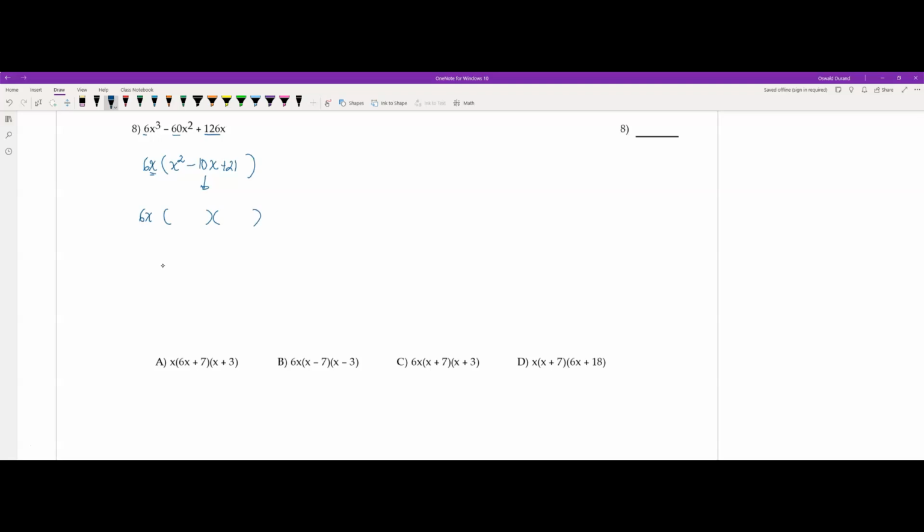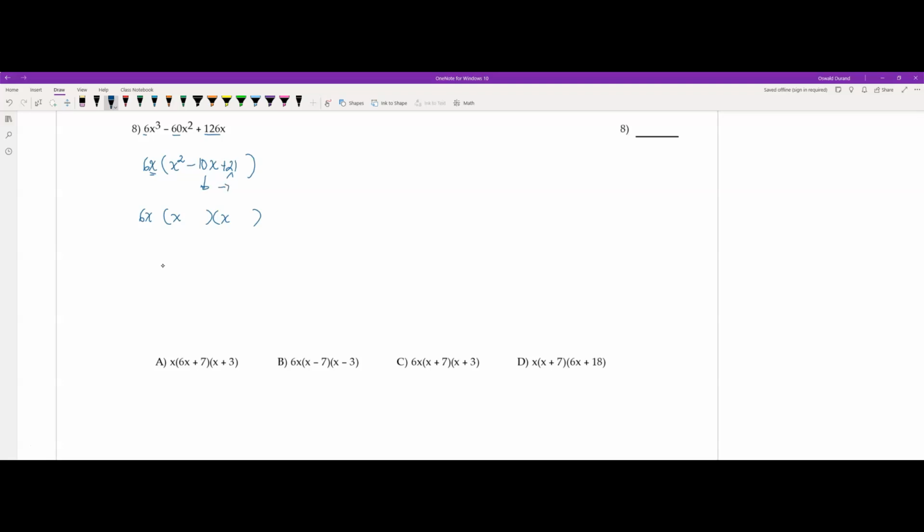And then I have, for x squared, I should get x times x, right? Possible factors of 21, where the sum is equal to negative 10. So for 21, there's only 1 and 21, and 7 and 3, right? So 7 and 3 must be it. But that 7 and 3 has to give me a positive 21 when I multiply them, and a negative 10 when I add them up, right?